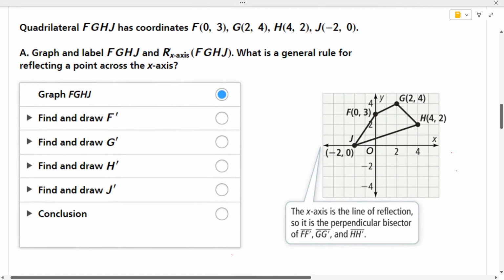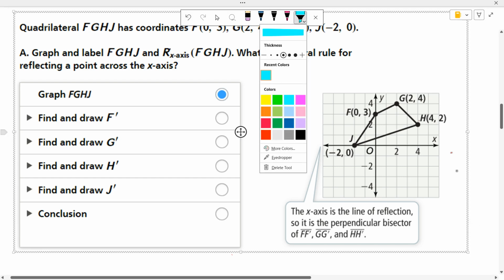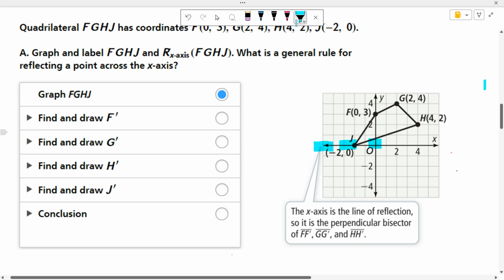Okay? So, we're going to reflect this across the x-axis this time. Okay? So, the x-axis is right here. Where does J go? It stays put. It's right there. So that's where J prime is. F is at 0, 3. So if we go across the x-axis, it's now 0, negative 3. That's where F prime is.